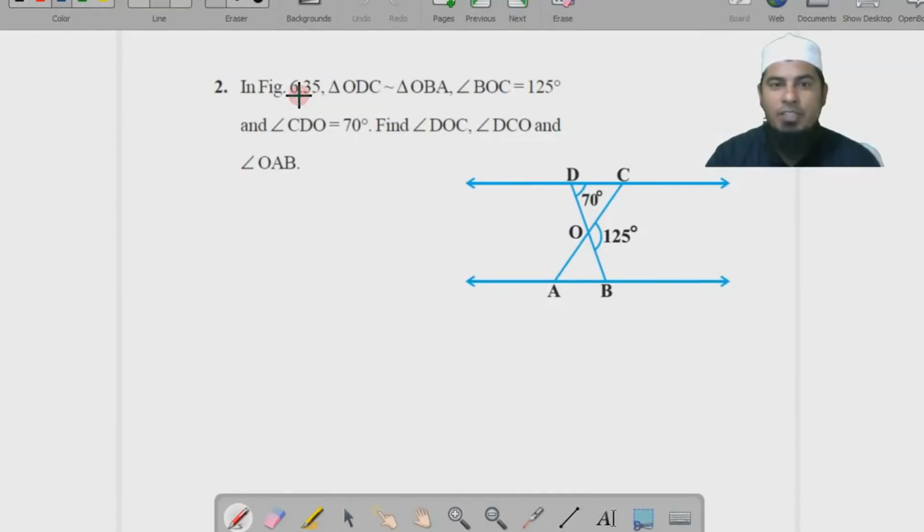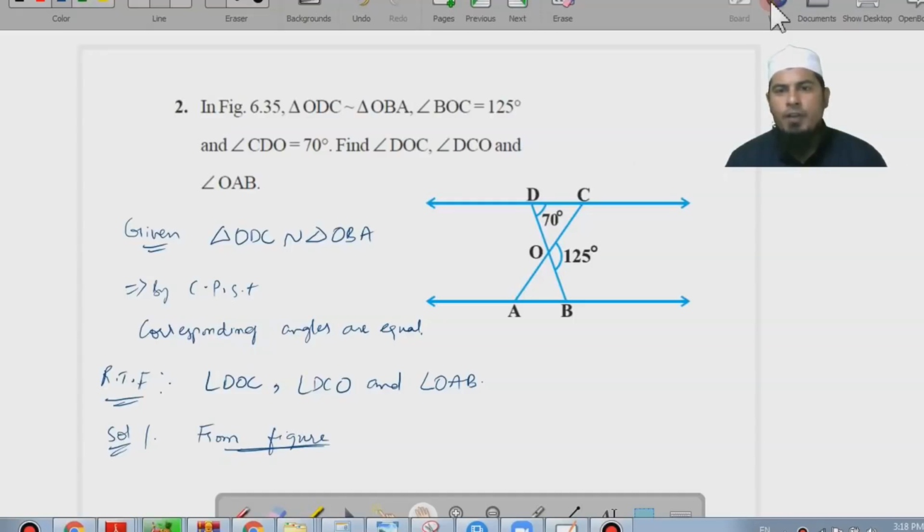We got a question in figure 6.35. As we are doing this exercise problem orally, if I explain, you please try to do this, or otherwise after the explanation I'll show my answer. In figure 6.35, this is a figure. Triangle ODC is similar to triangle OBA, and the angles are given as information. We have to find angle DOC, DCO and OAB. All the angles we can find because these two triangles are already similar. We can apply CPST. We have to use all our basics and similarity criterion, CPST also. Corresponding parts of similar triangles will be used here.